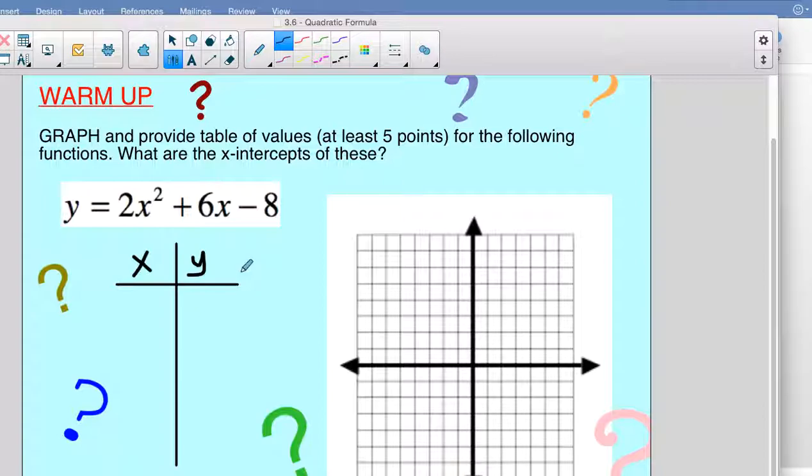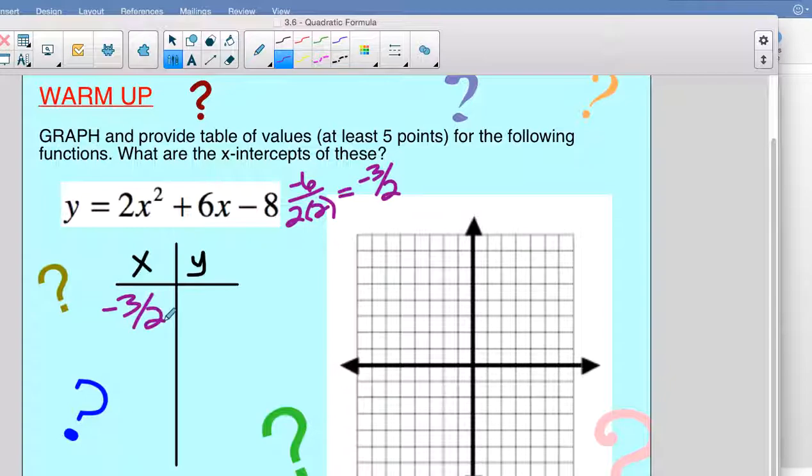So, if you're going to do the vertex, you're going to probably want to do negative b over 2a. So we're going to go negative 6 over 2 times a is 2. So that's negative 6/4, which is the same thing as negative 3/2. Right? So that's the x-coordinate of the vertex, which is where we're going to put it over there.